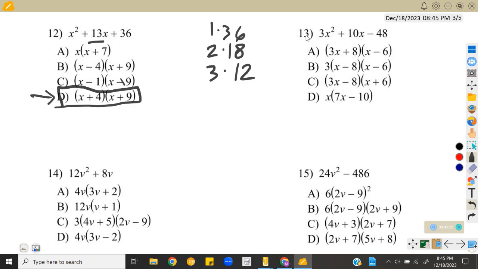Now, if we take a look at 13 here, we see that we have to factor something with the leading coefficient, okay? And that makes things a little different. And I noticed that we have positive 8 times negative 6 does make negative 48. And we also have negative 8 times positive 6 that makes negative 48. So we know we could get rid of B. And we know we could get rid of D.